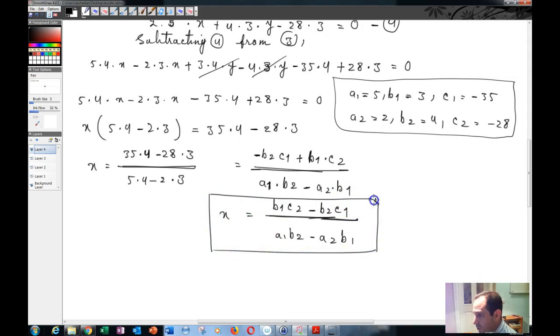And you can use this formula for any kind of pair of linear equations in two variables. I guess I've written them somewhere over there, but it's not important right now. So that's basically how you would solve this kind of problem.